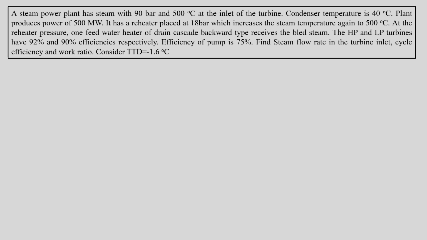It has a reheater placed at 18 bar which increases the steam temperature again to 500 degrees Celsius. At the reheater pressure, one feed water heater of drain cascade backward type receives the bleed steam. The HP and LP turbines have 92 and 90% efficiencies respectively. Efficiency of pump is 75%. Find the steam flow rate in the turbine inlet, cycle efficiency and work ratio. Consider TTD to be 1.6 degree Celsius.